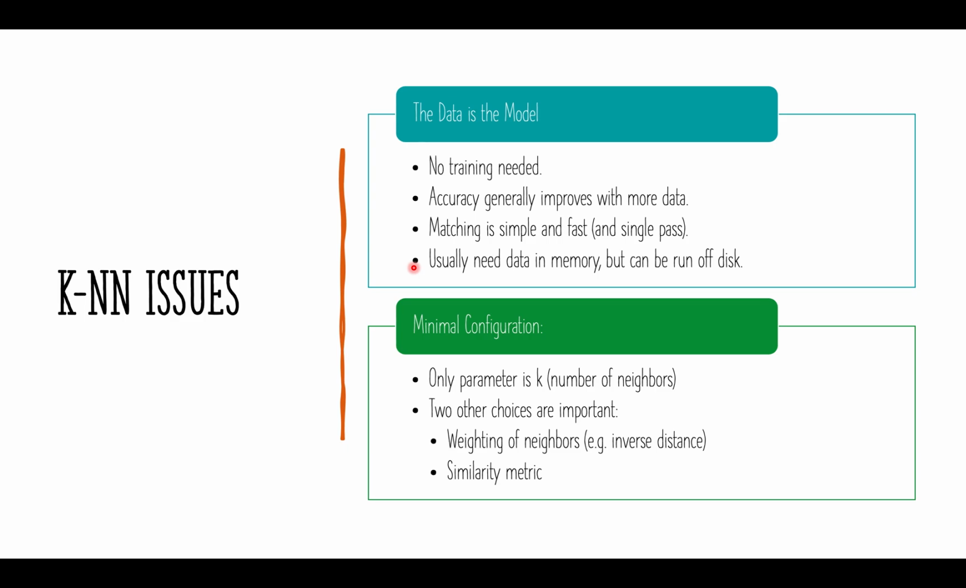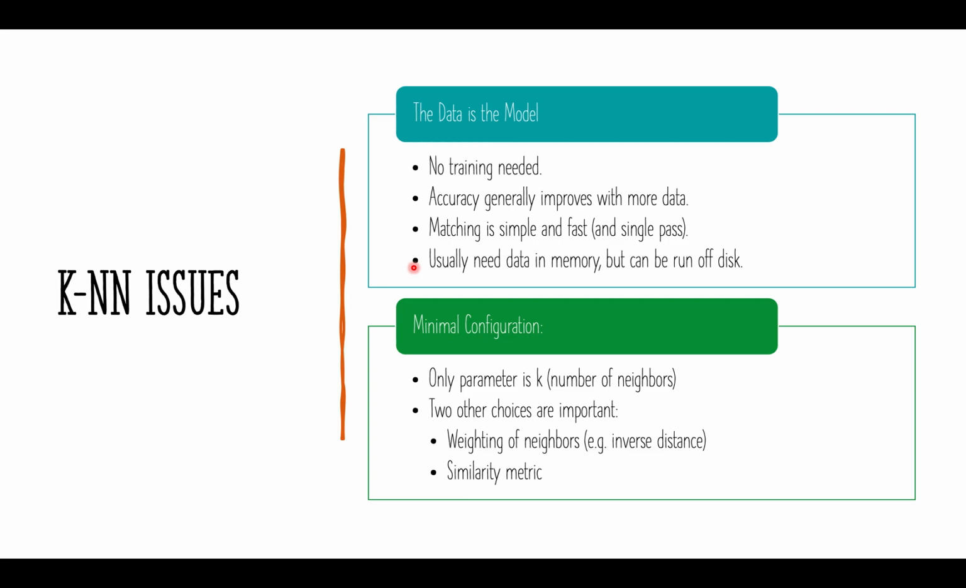There are several aspects of KNN. First of all, the data is the model, so no training is needed. Basically, the model goes immediately to the data and calculates the distances. The new data is going to sit closest to the data that is similar to it. Accuracy generally improves with more data. The more data we have, the better we can decide where to put the new data point. And matching is quite simple and fast. We usually need data in memory, but this could be an issue, as we could run out of disk. It also requires minimal configuration. The only important parameter is k, which decides the number of neighbors.